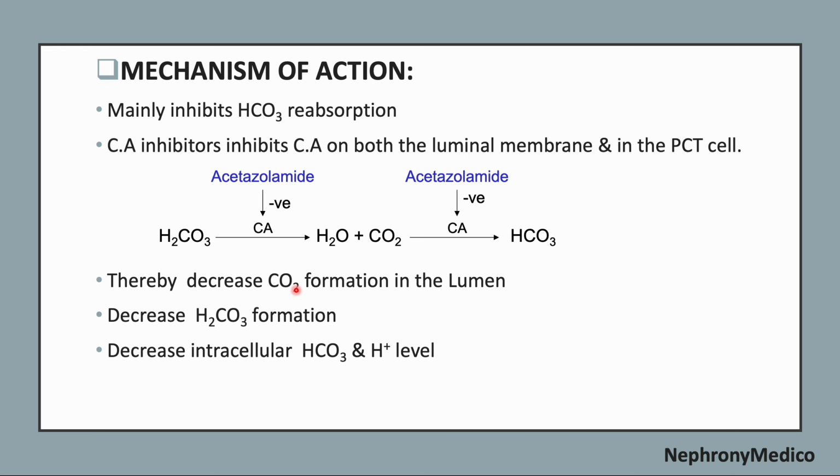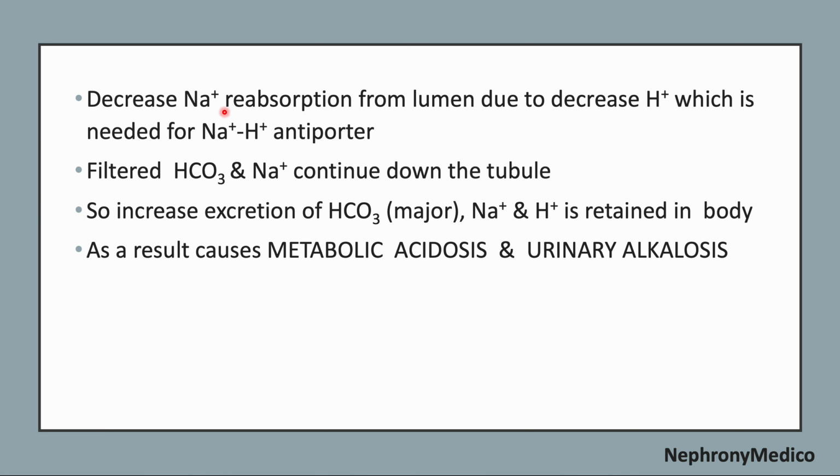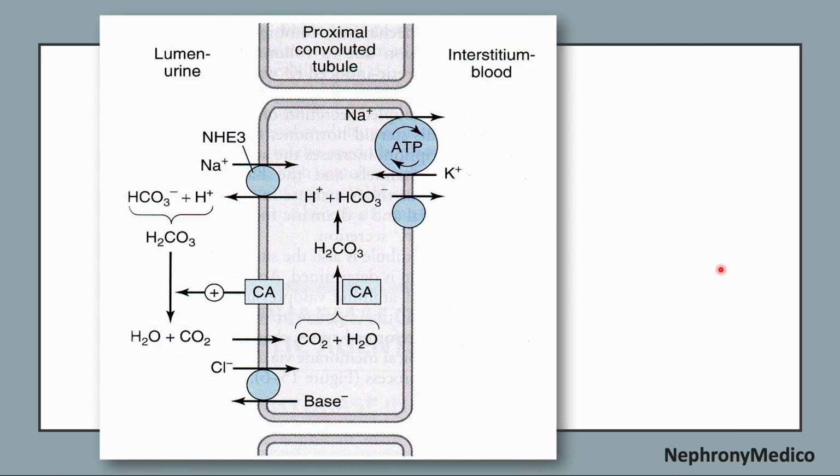So it decreases the carbon dioxide formation in the lumen, and there is decreased H2CO3 formation, and there is also decreased intracellular bicarbonate and hydrogen ion level. It decreases sodium reabsorption from the lumen due to the decreased H plus, which is needed for the sodium hydrogen antiporter. Filtered HCO3 and sodium continue down the tubule, so there is increased excretion of the HCO3, and sodium, while H plus is retained in the body. As a result, it causes metabolic acidosis and alkaline urine.